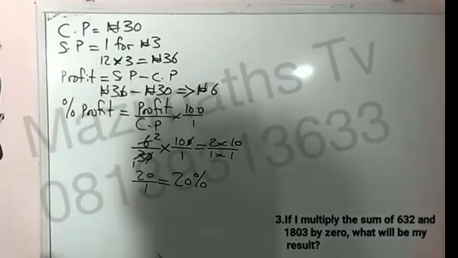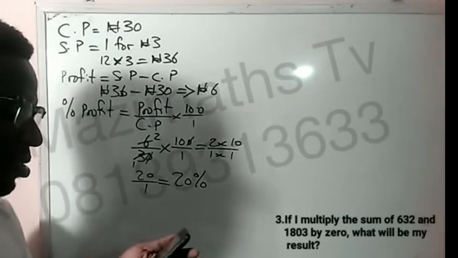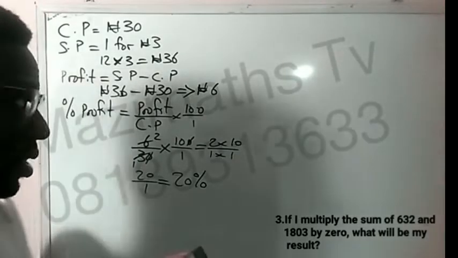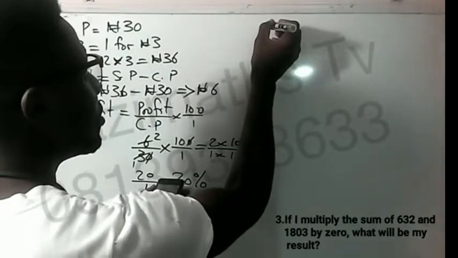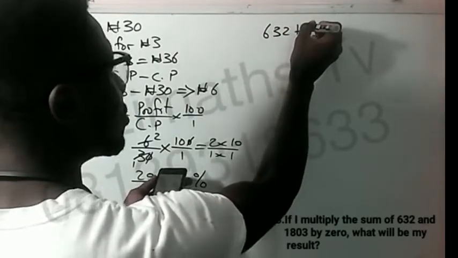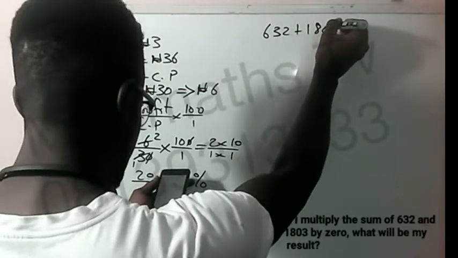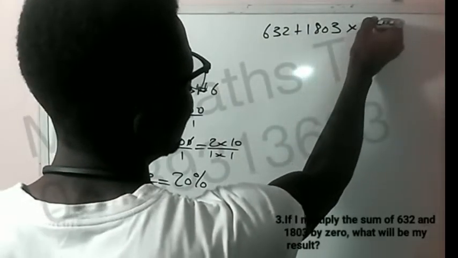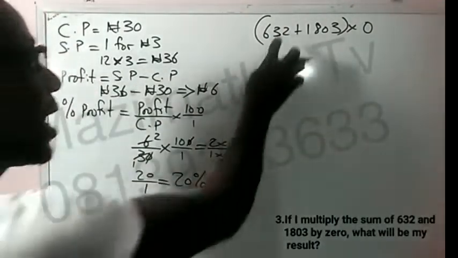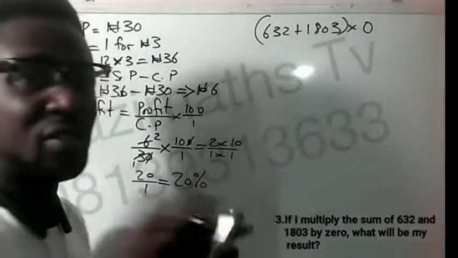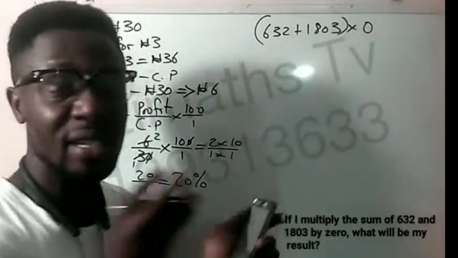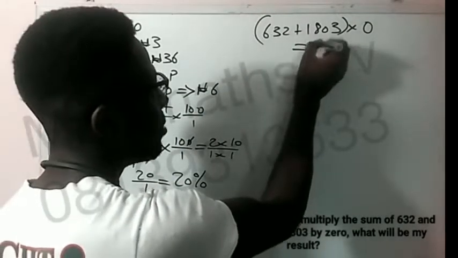Okay, now on to the next one, number 3. If I multiply the sum of 632 and 1803 by 0, that is, you multiply the sum of 632 plus 1803 by 0. That is, when you add this together, and then whatever you get to multiply, you don't even need to stress yourself. Whatever you get in the sum and you multiply it by 0, you will definitely get 0. So your final answer here will still be 0.